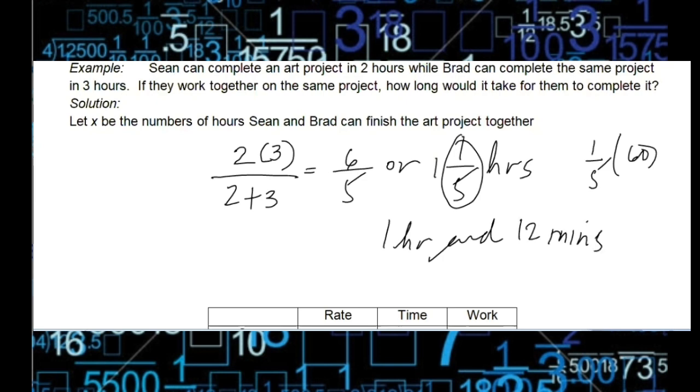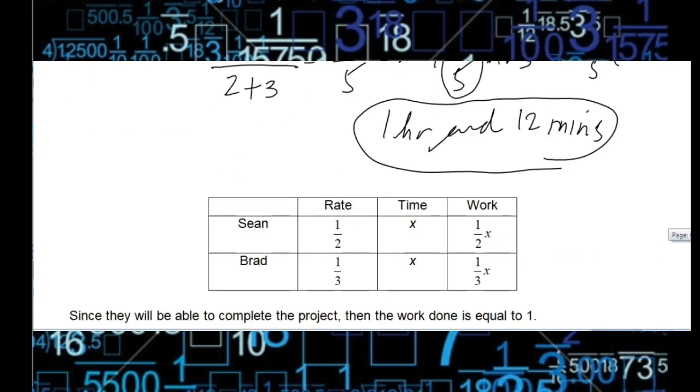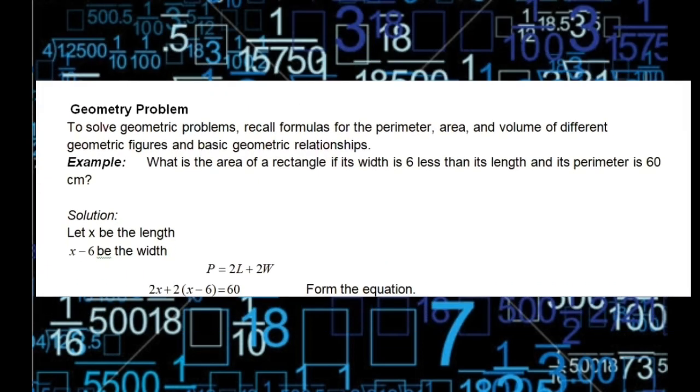They can complete their tasks if they work together in the same project. Pag solo-solo sila mag-work, si Sean, kaya niya matapos 2 hours. Si Brad, 3 hours. Pag magkasama sila, 1 hour and 12 minutes lang tapos yung work. So, yan lamang yun. Geometric problem.